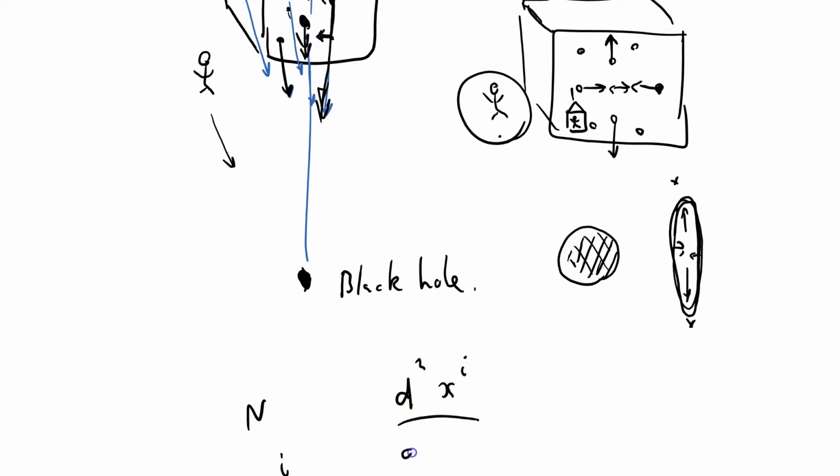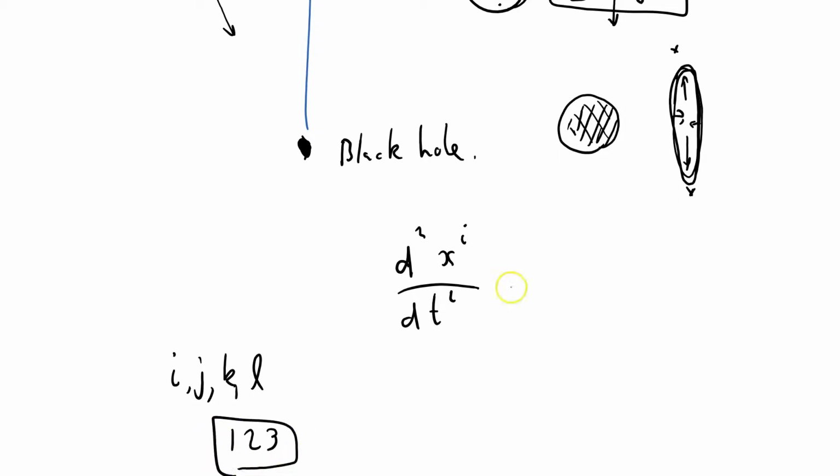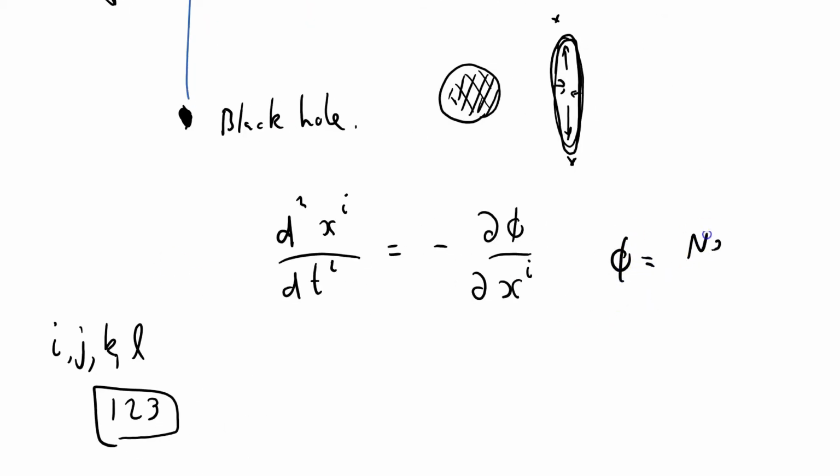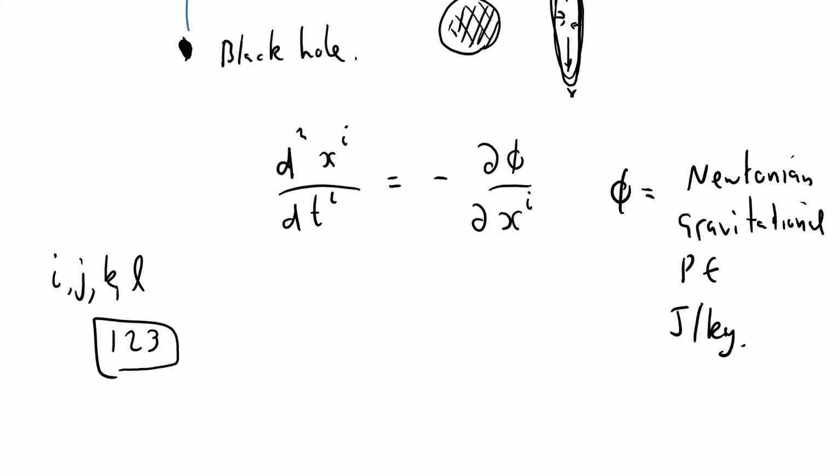We've got d²xⁱ/dt². Here I'm going to be using indices i, j, k, and possibly l, which go over, oh, not 0, they're just the spatial components, so they range over 1, 2, 3. That equals minus ∂φ/∂xⁱ. Where φ equals the Newtonian gravitational potential energy, measured in joules per kilogram. This is just absolutely standard Newtonian physics.